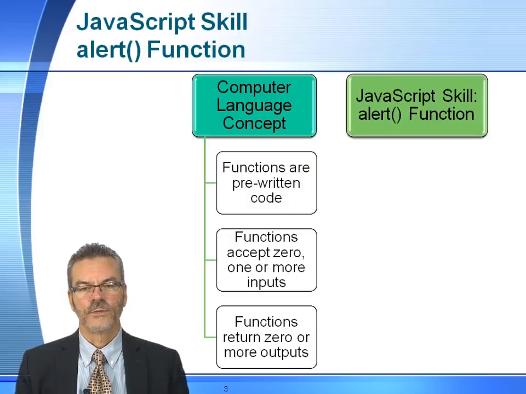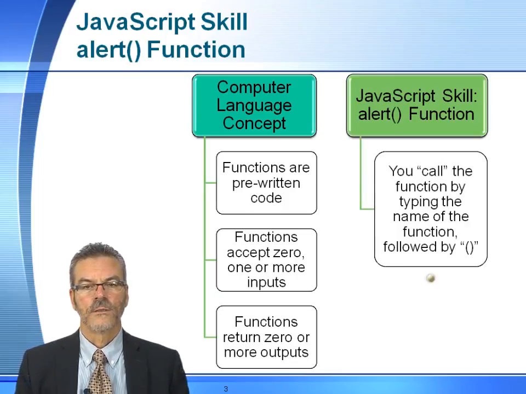So in the world of JavaScript, this introduces our new skill, which is the alert function. You'll call this function by typing the name of the function, followed by an open and close parentheses. In fact, the way JavaScript knows you're calling a function is by putting at the end of a name that open and close parentheses. So we may talk about an alert function, and notice how it's written. You give the name followed by an open and close parentheses.